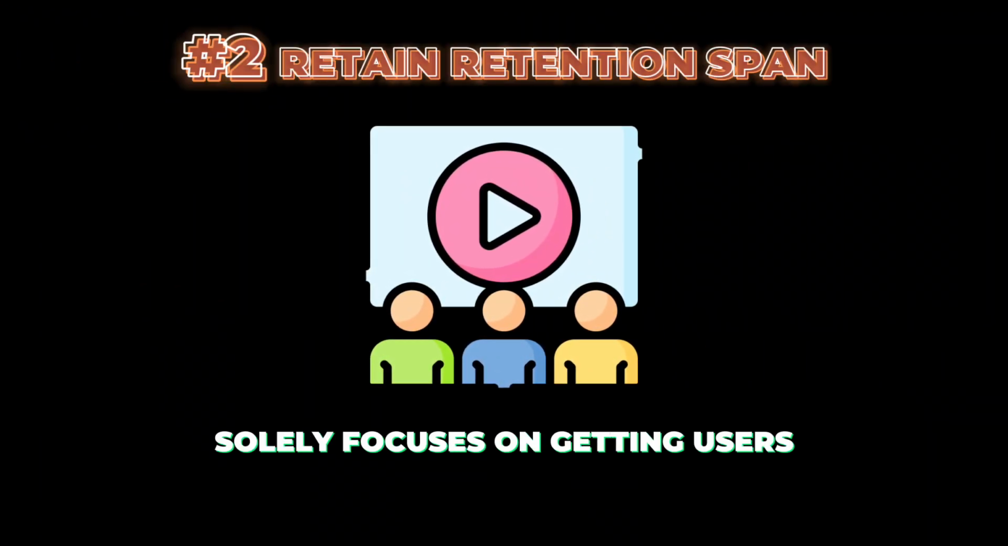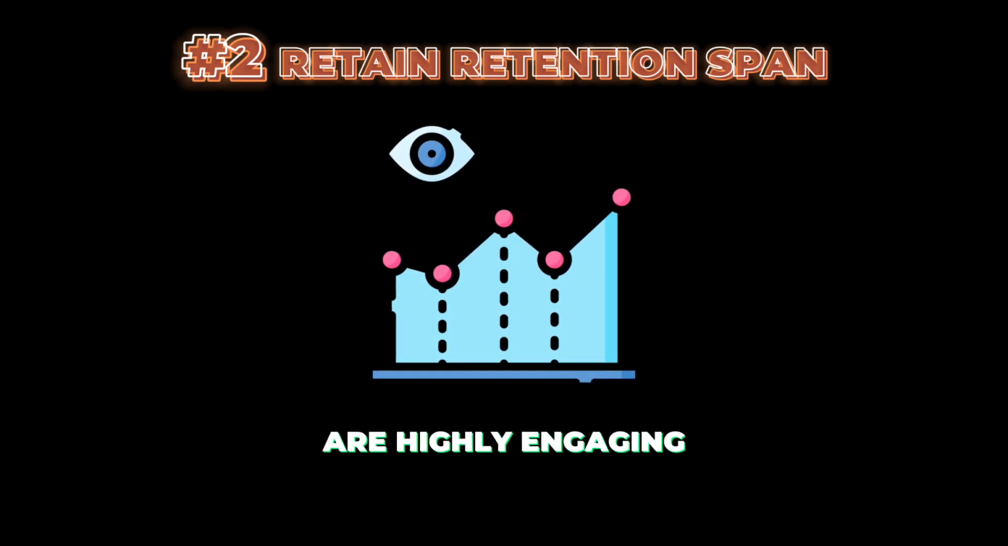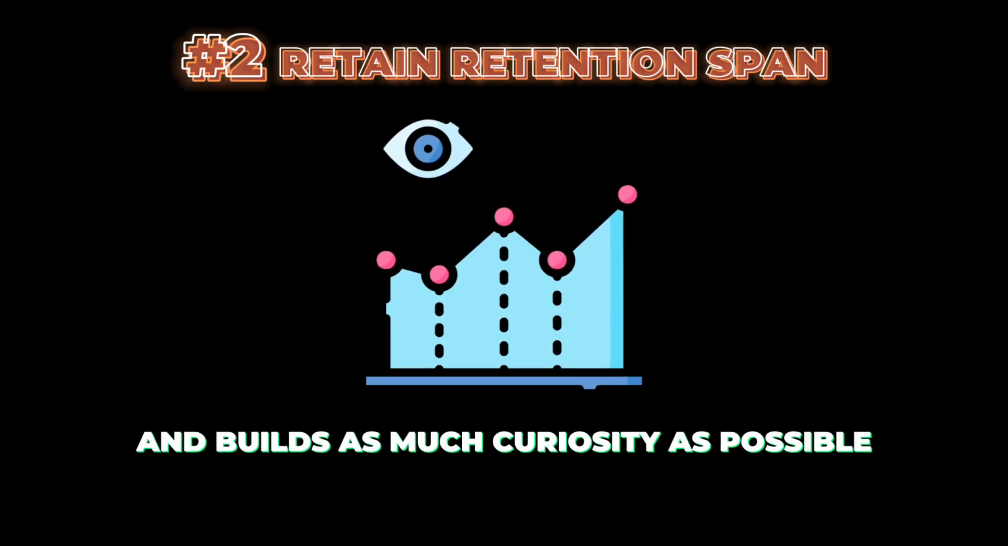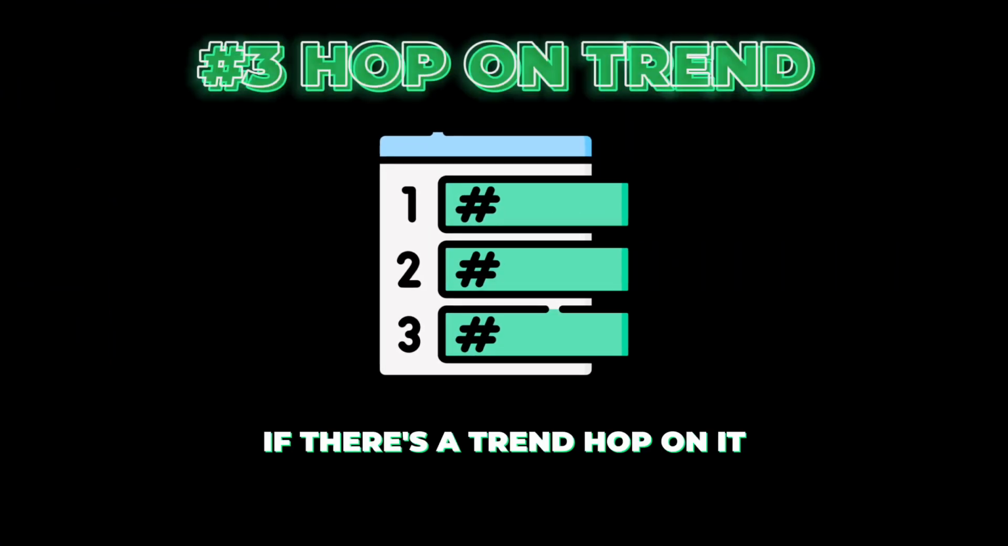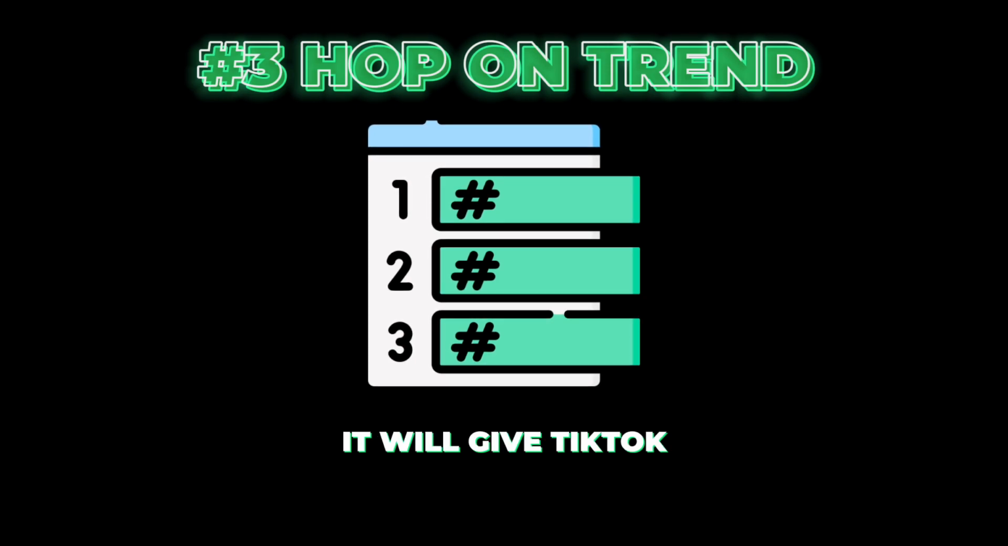Number 2, retain attention span for the first 3 seconds. Make sure your content solely focuses on getting users to watch till the end. Make sure the first 3 seconds are highly engaging and builds as much curiosity as possible. Number 3, hop on trends. If there's a trend, hop on it. Even if you think it's cringy or whatever the trend may be, it will give TikTok one more reason to give you more views.